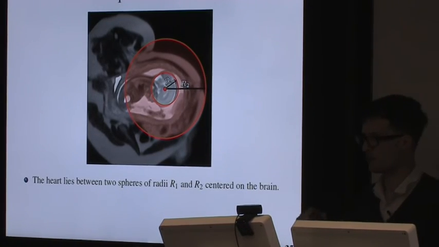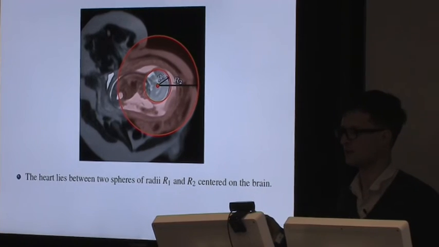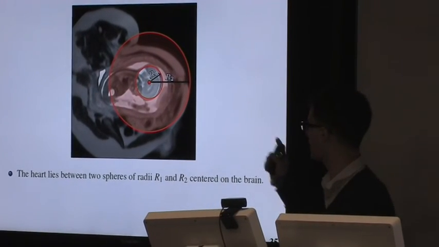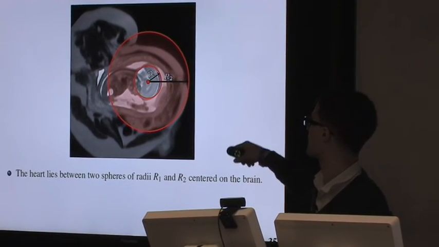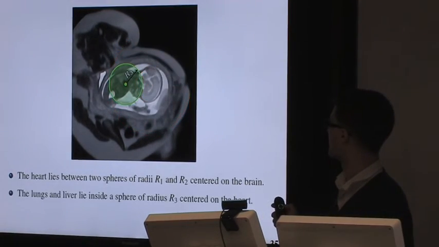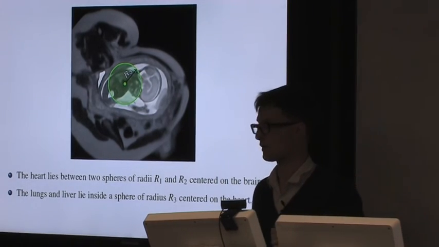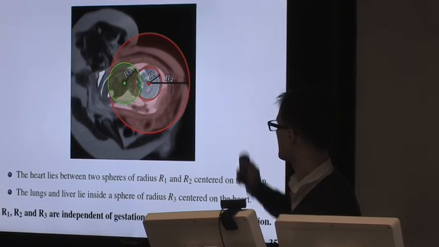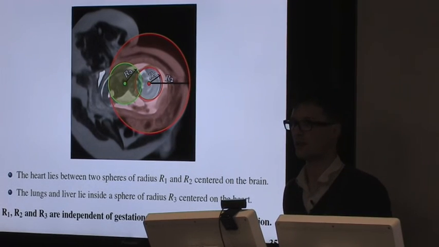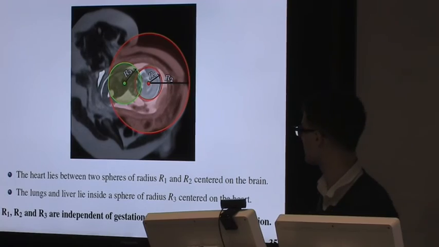So I said I'm looking for the organs in a specific order. I used the method I worked on previously to find where the brain is. Once I know where the brain is, I know that the heart must be within a specific range from the brain. Once I know where the heart is, I know that the lungs and the liver must be within a specific range from the heart. And those ranges, I can define them independently of the age of the fetus because of the size normalization I mentioned before.